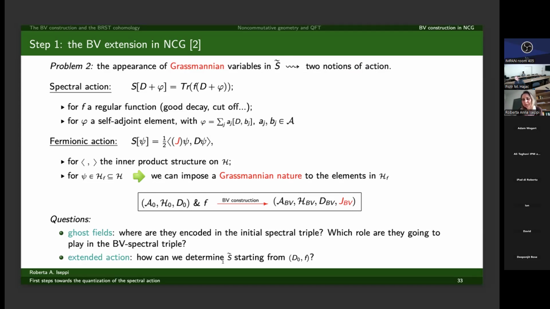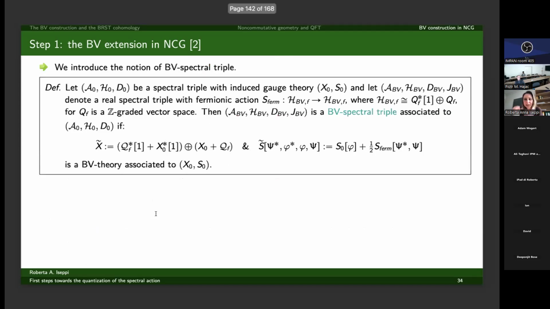Similarly, we want to be able to find a way to determine our S tilde just from our initial package. And here is the notion: what is, for me, a BV spectral triple? As already said, I want it to be a real spectral triple. And of course, what is going to play a key role is the fermionic action. So we are considering this fermionic action defined over half of the Hilbert space. And this Hilbert space is asked to be a Z-graded vector space.